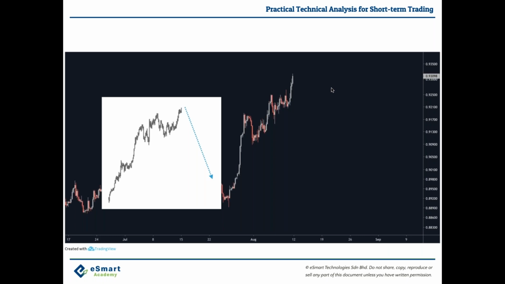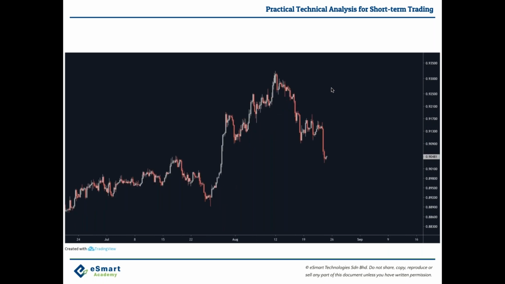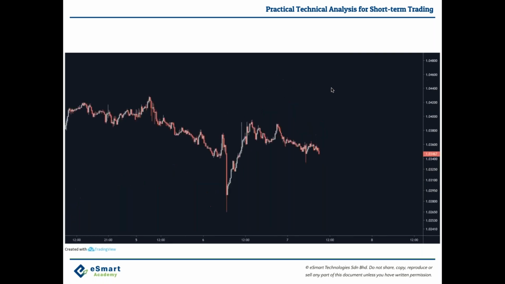Okay, so I hope most of you are getting the direction right. Okay, and this is what happened next. Okay, so price came down, and of course you can see within that move to the downside, there's that impulse down and then a mini correction as well. Okay, but generally you can see price is falling, right? So that's a reversal. Let's take a look at another example.